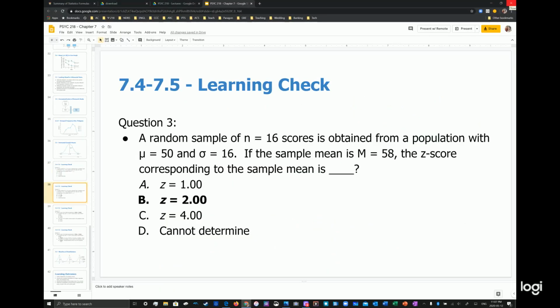So the z-score for this question, when the sample mean is 58, means the sample mean of 58 is 2 standard errors away from the population mean, or 2 standard deviations away from the population mean in the sampling distribution. Again, it's not in the population distribution, and it's definitely not in the sample distribution either.